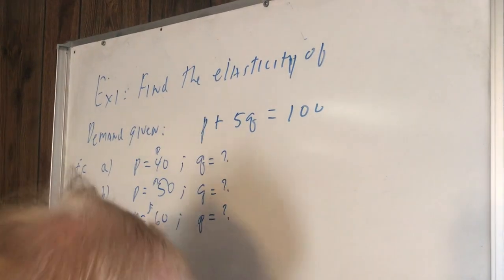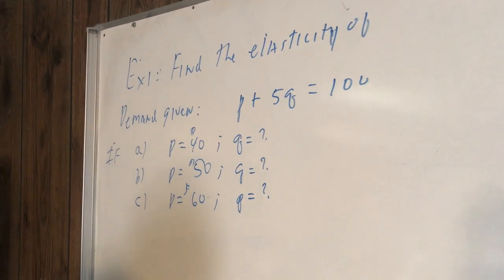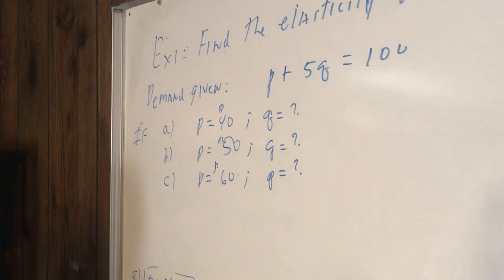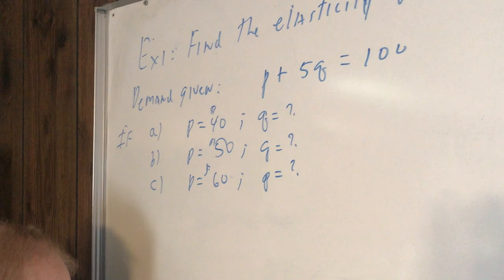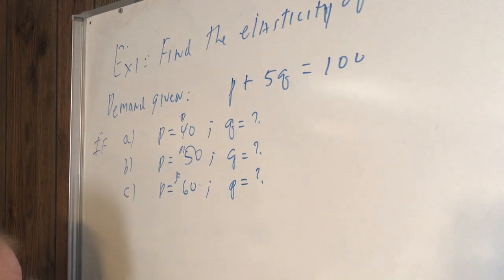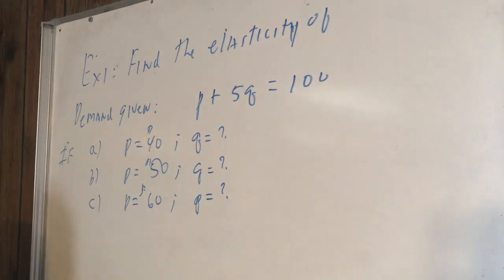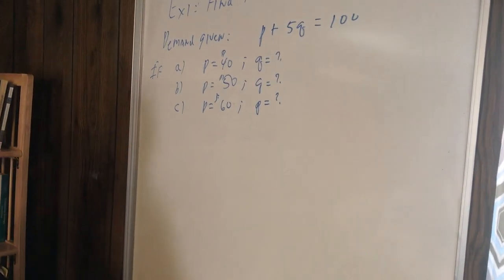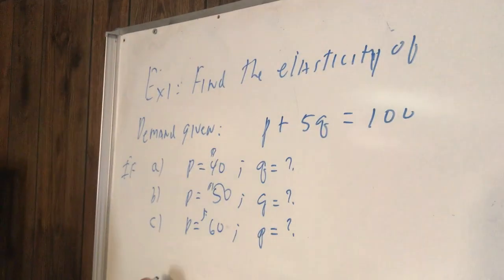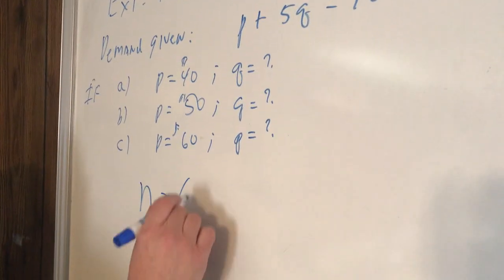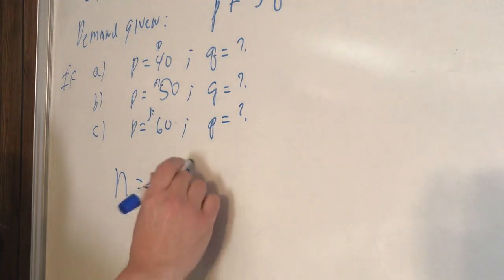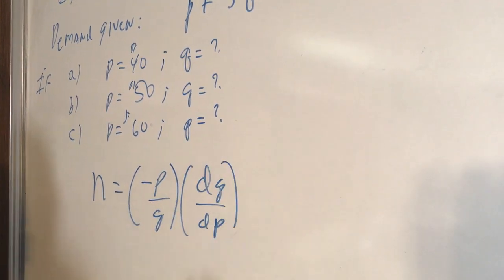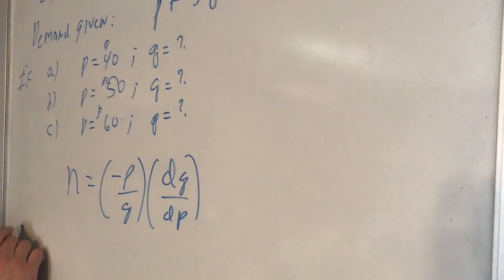All right. Now you should have this down. If not, you can. Nice thing about asynchronous, you can go over the videos over and over again if you can stand me. Okay. So let's first find, we have to go and see minus P over Q times dQ/dP. So I'm going to find dQ/dP first.